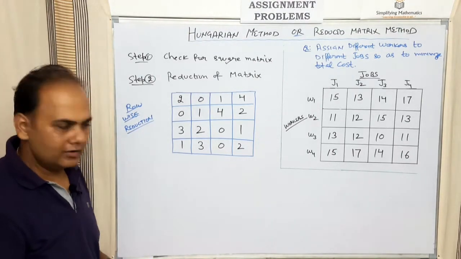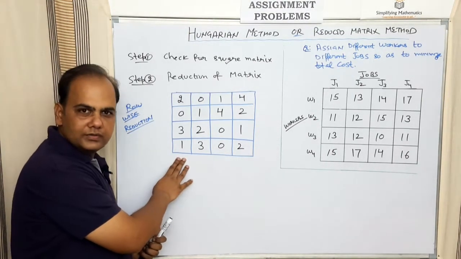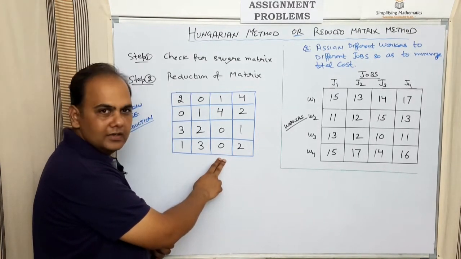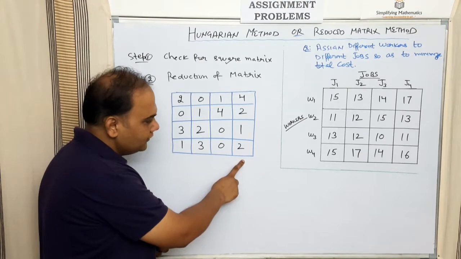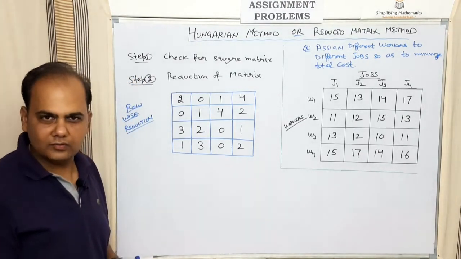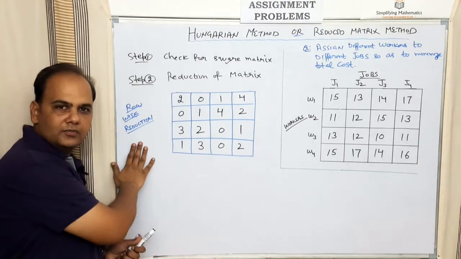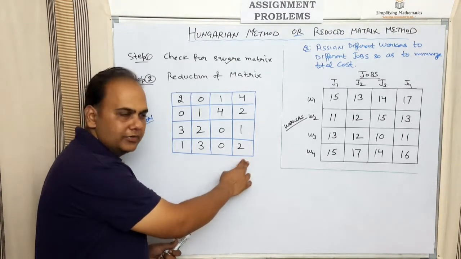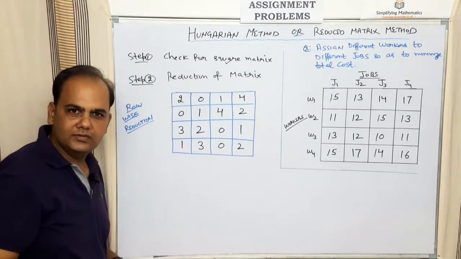So let's look at the columns. In the first column one 0 is there. In the second column one 0 is there. The third column is also having at least one 0. But in the fourth column no 0 is there. So what you have to do is perform the column wise reduction. We'll take the minimum value of this column and subtract it from all the values of that column.